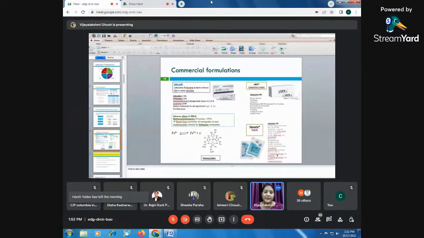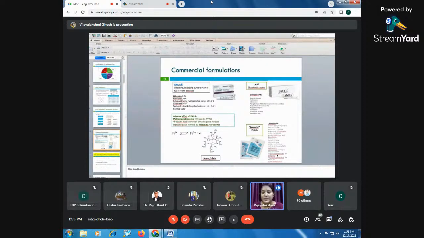And EMLA caused methemoglobinemia, which results from the conversion of hemoglobin to toxic methemoglobin, induced by the prilocaine present in EMLA. As you see, in EMLA, along with lidocaine, we also have prilocaine. Lidocaine and prilocaine are both present at 2.5% of the total formulation.